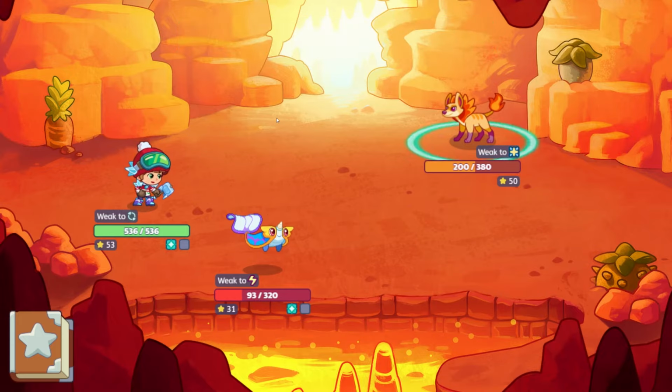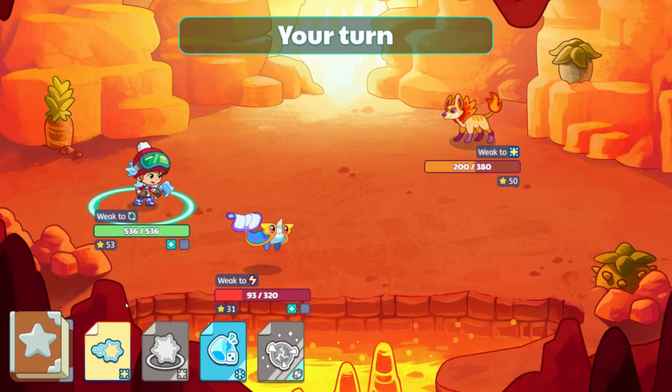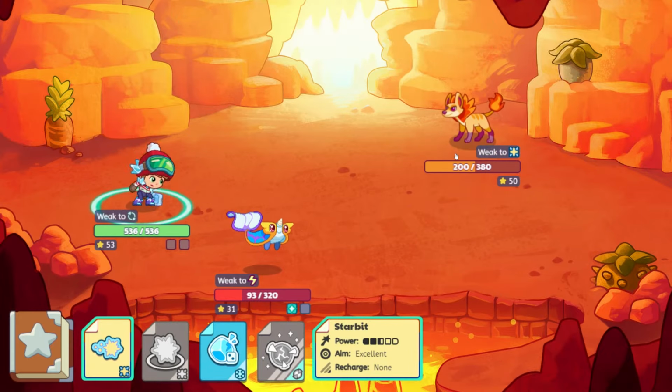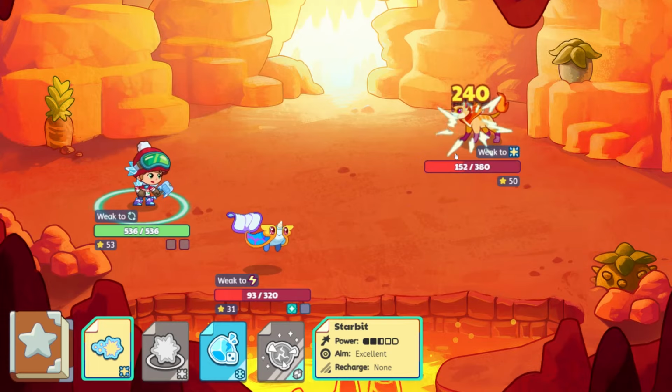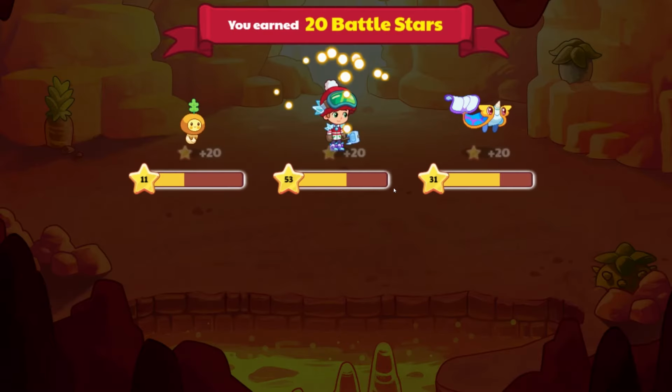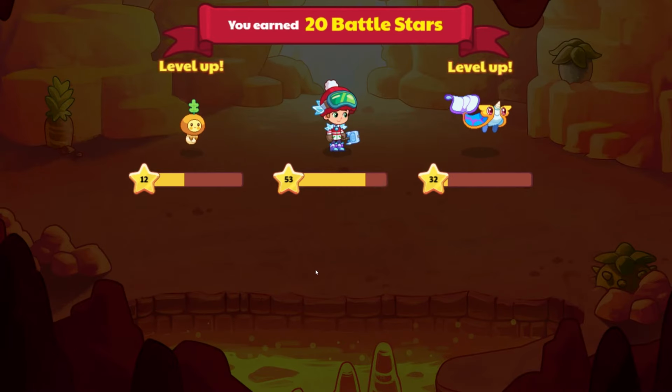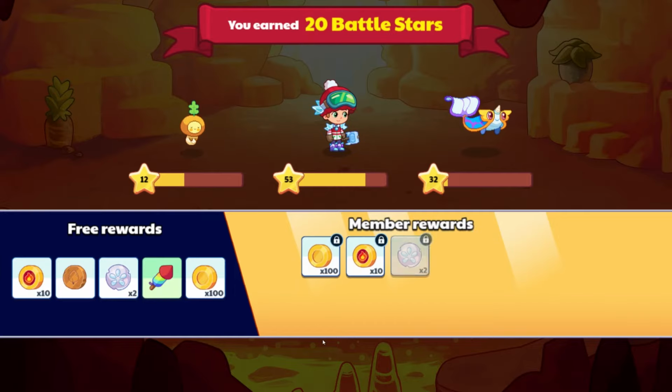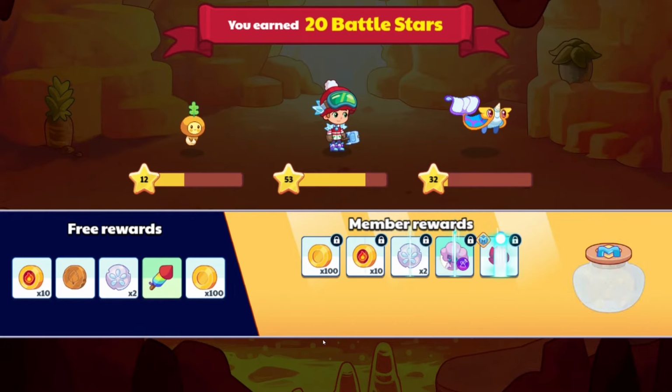Boom. And then we'll do Starbit here. And battle is over with. Alright, so we got some stars there, which is good. I don't know how many stars we'll be able to get. There will be a time.